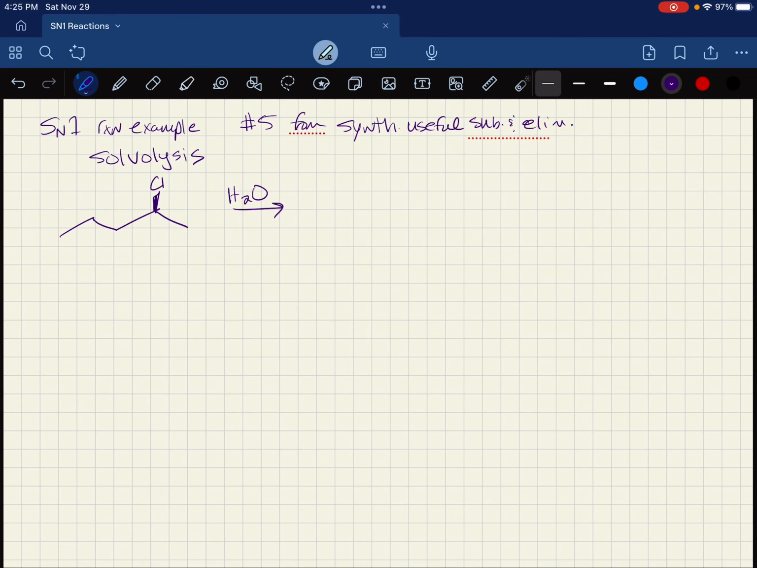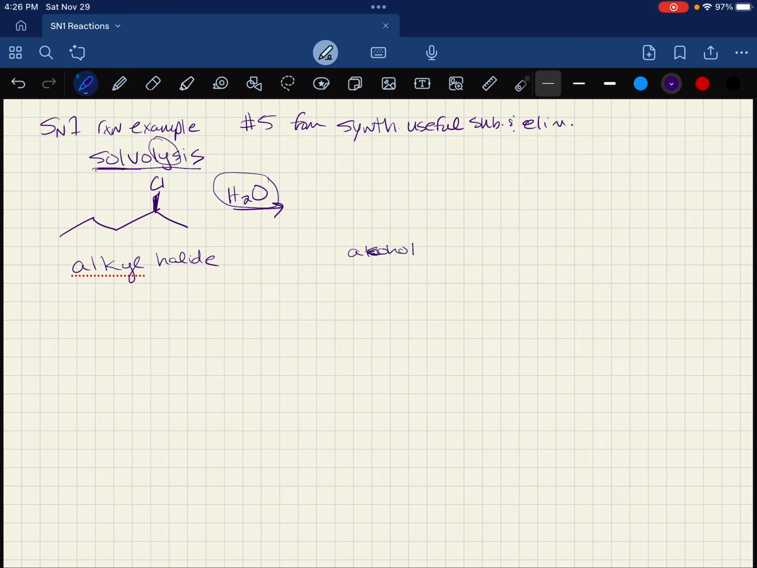This is another example of an SN1 reaction. This is number 5 from the synthetically useful substitution and elimination reactions. This one is called solvolysis, and that's because it's the solvent, here water, that is lysing or breaking apart. And what we're going to do is a substitution reaction where we're actually going to take an alkyl halide and turn it into an alcohol.